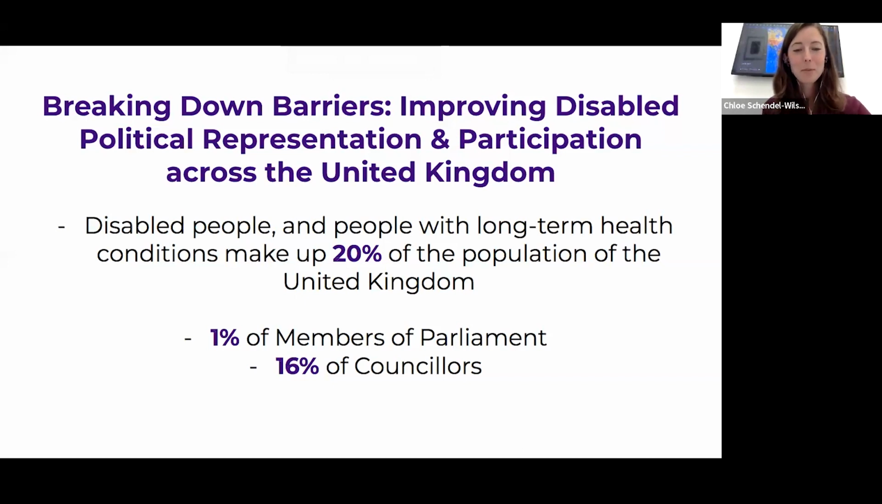But as we've said before, disabled people make up 20% of the population of the United Kingdom. As Joanne said, in some places like Northern Ireland, that's even higher. But only 1% of MPs and 16% of councillors have come out publicly and identified that they're disabled.